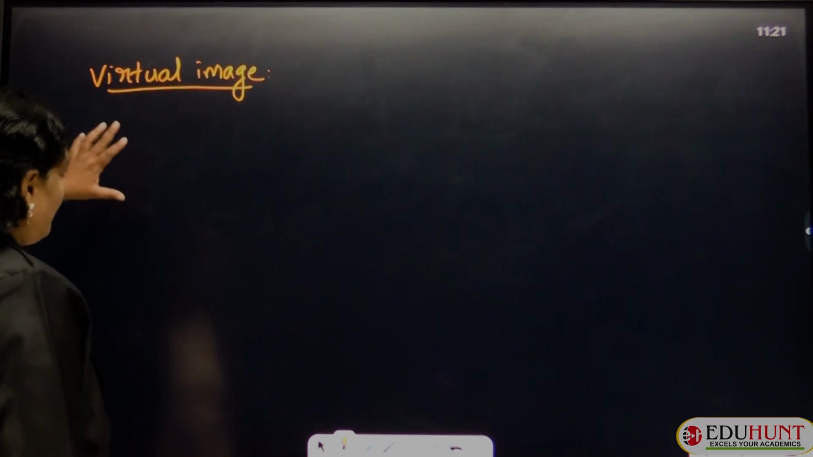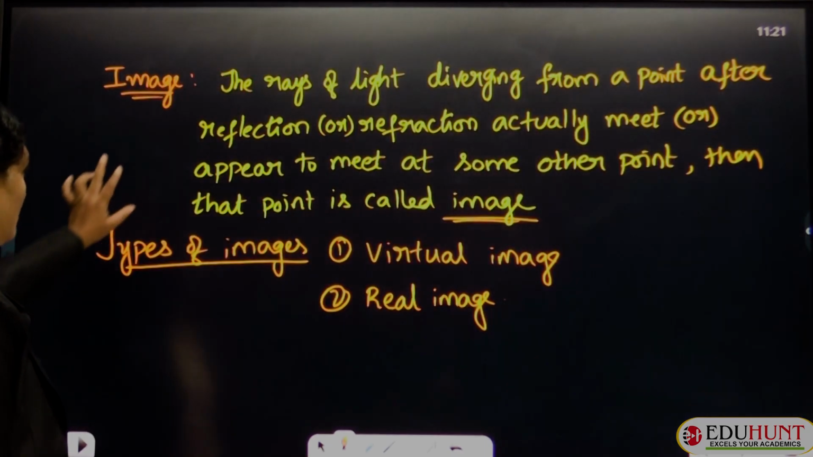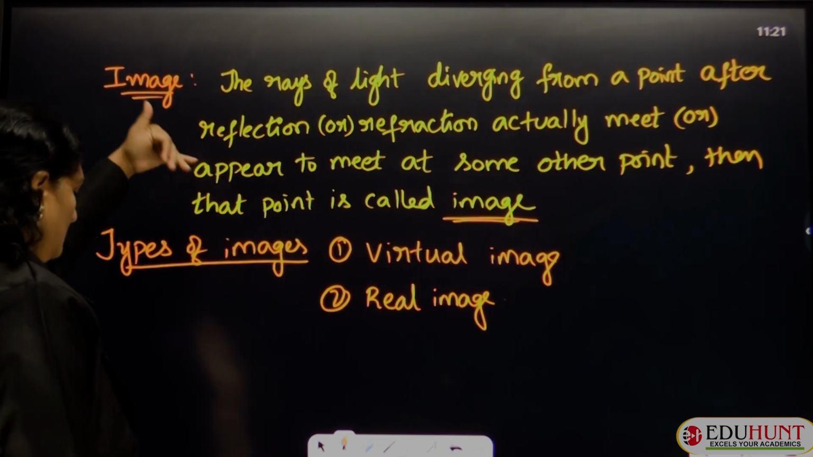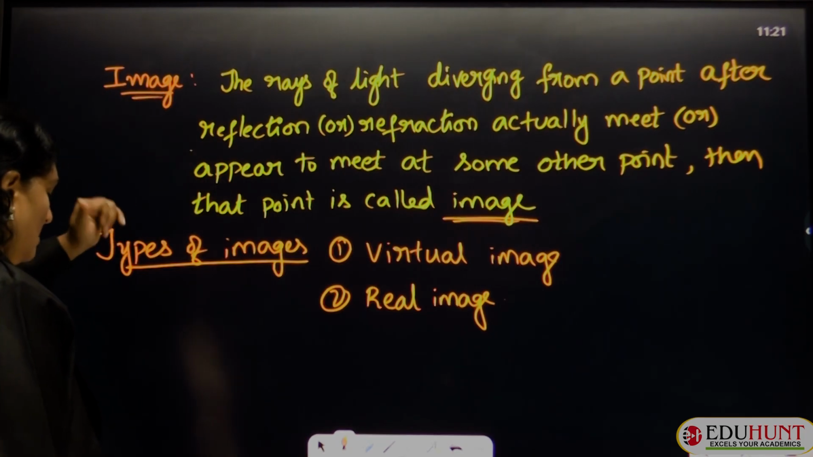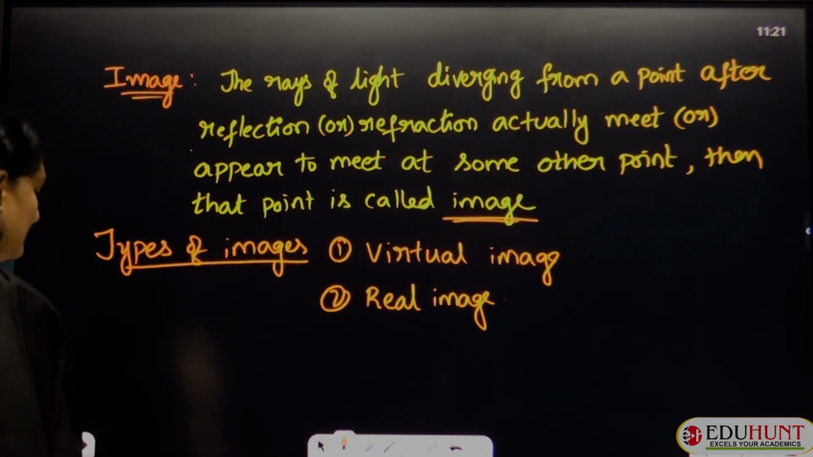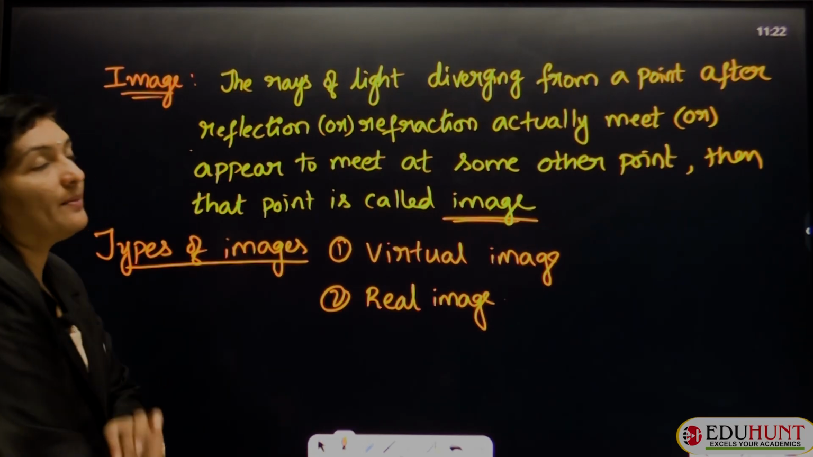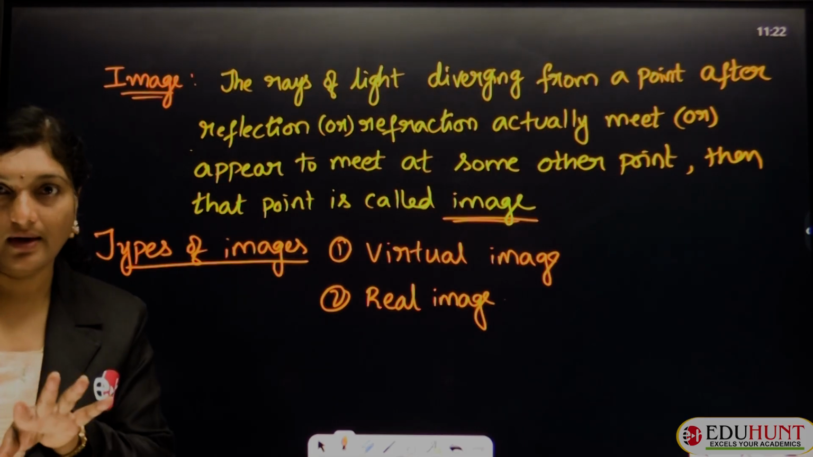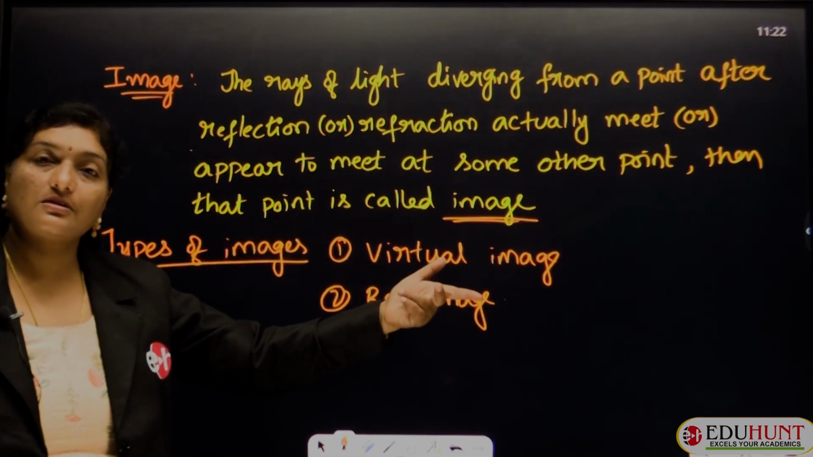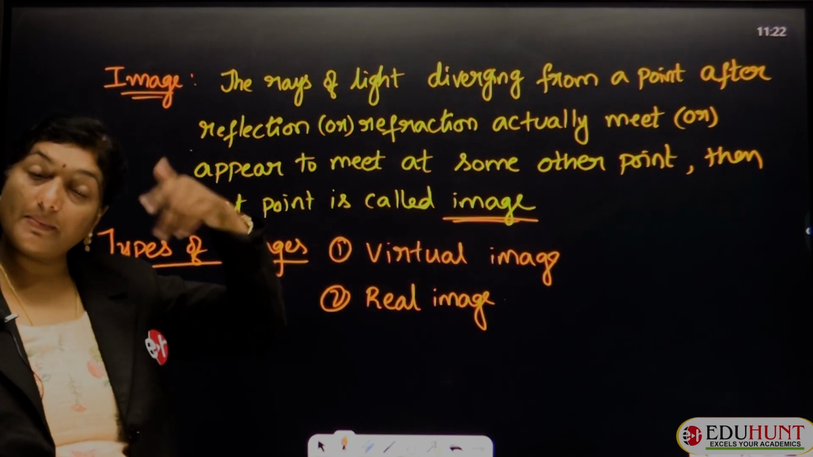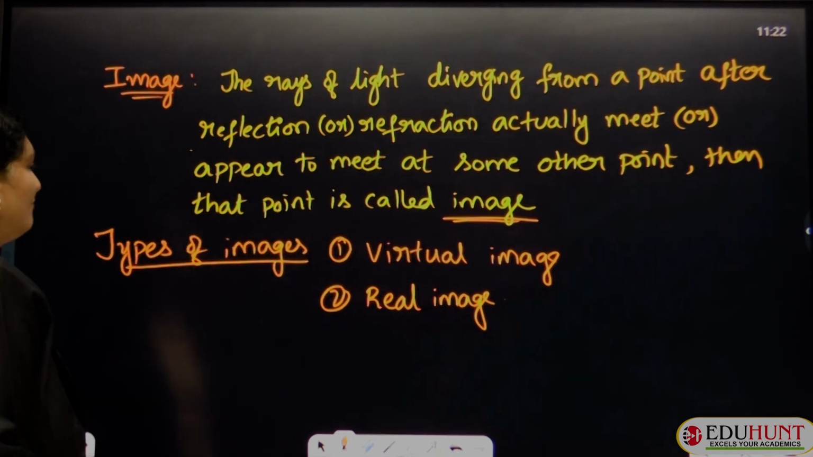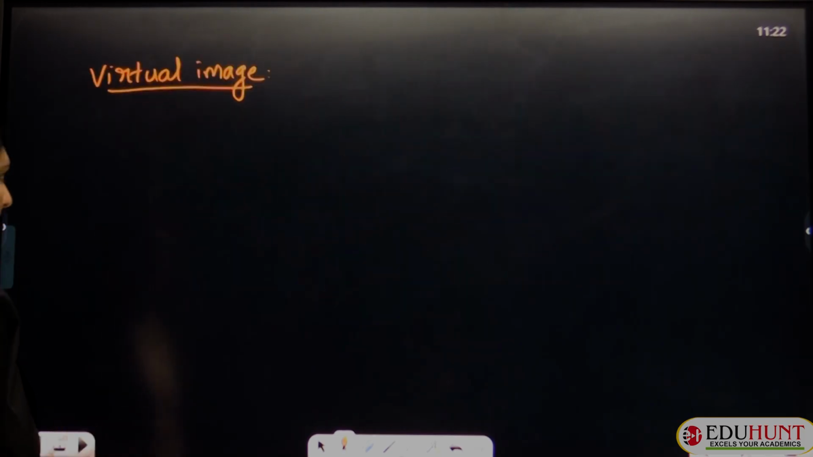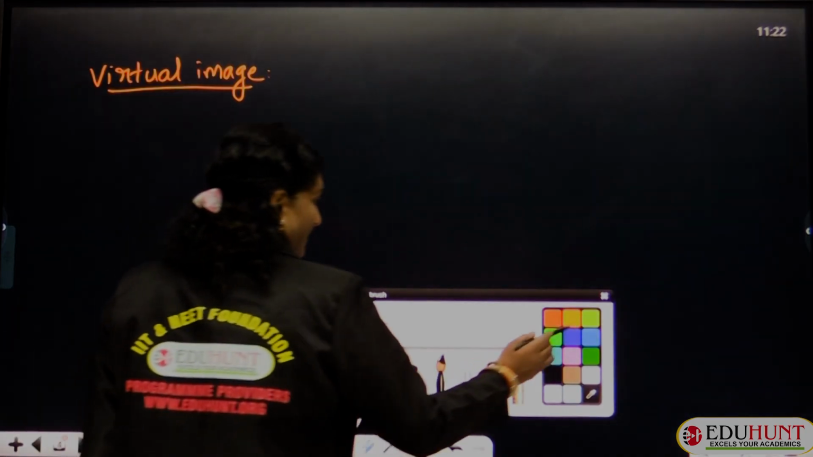So when the rays of light, again as I said, when the rays of light diverging from a point after reflection or refraction, whatever be the case, appear to diverge from another point. They actually diverge from one point, but this shows as if they are diverging from another point. That type of image is called as a virtual image. So let me rewrite the same.